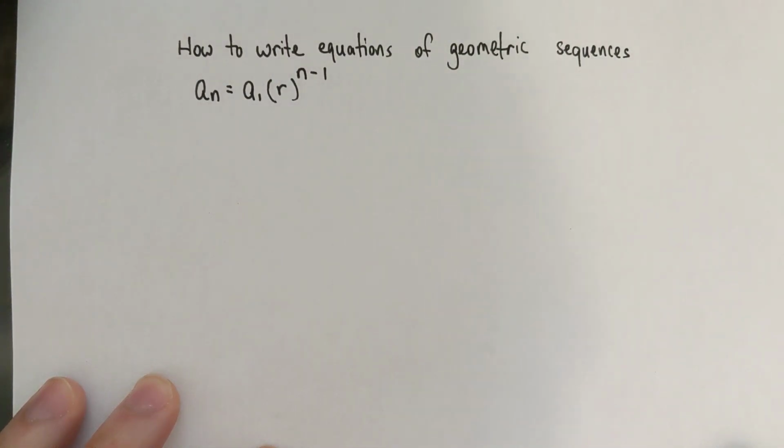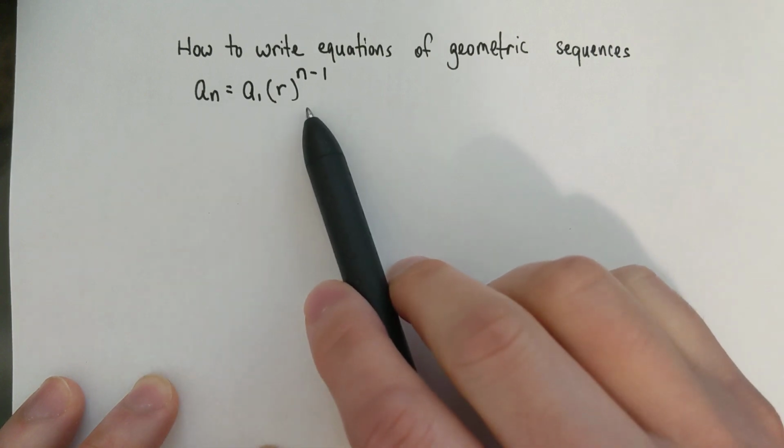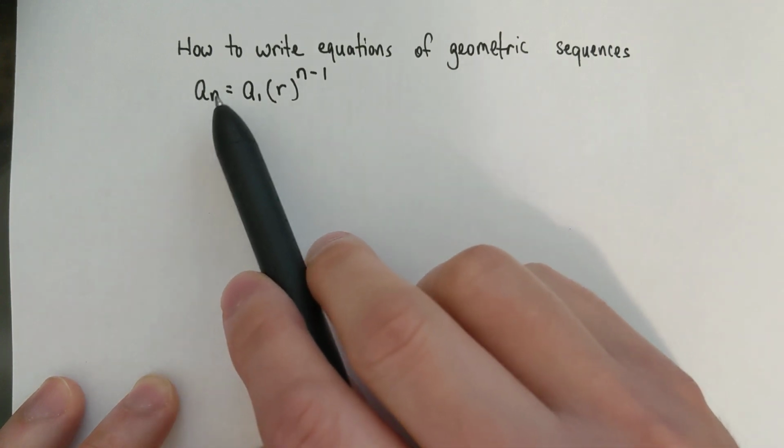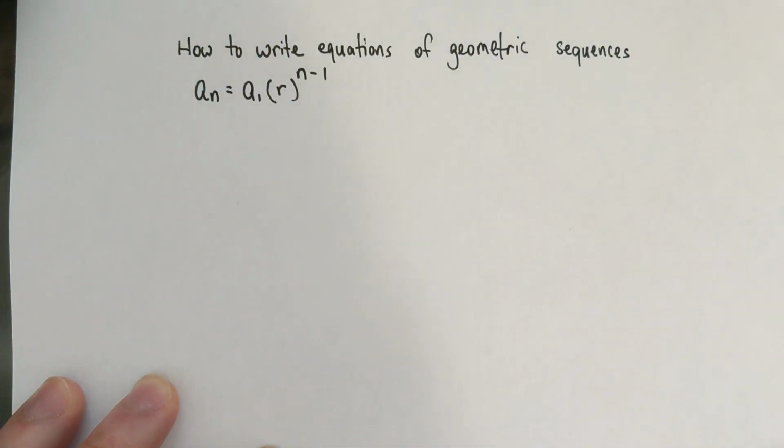Today we are going to talk about how to write equations of geometric sequences. Now, a geometric sequence is a pattern that requires you to either multiply or divide, but technically it's just about multiplication. And that's how this equation is written: a sub n equals a sub 1 times r to the power of n minus 1.